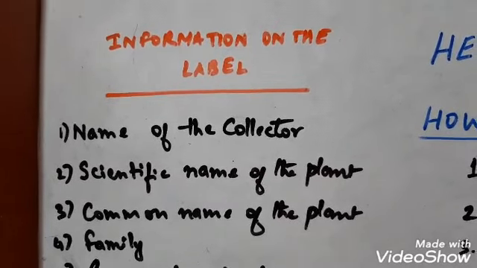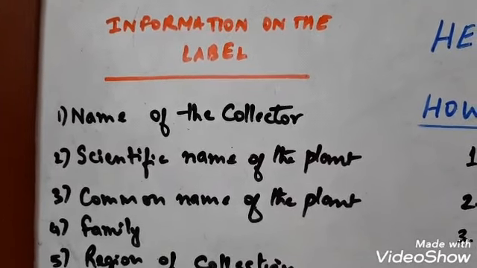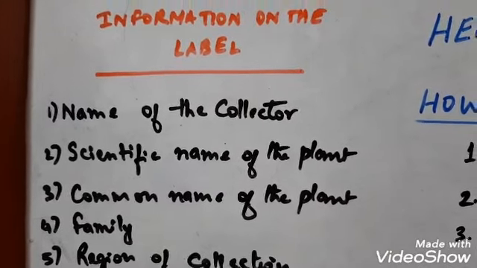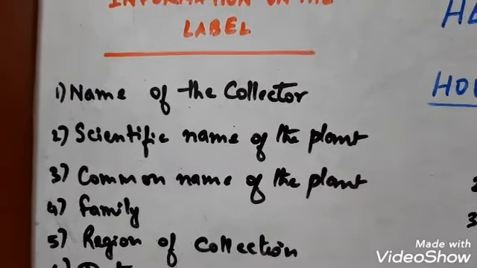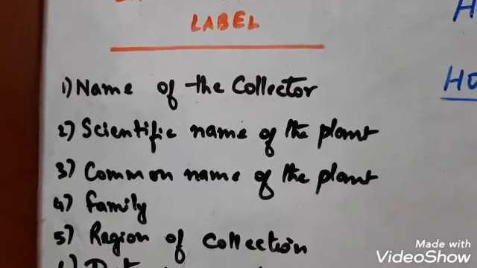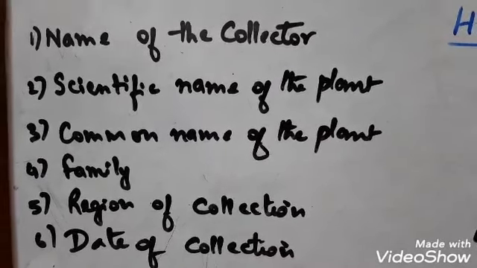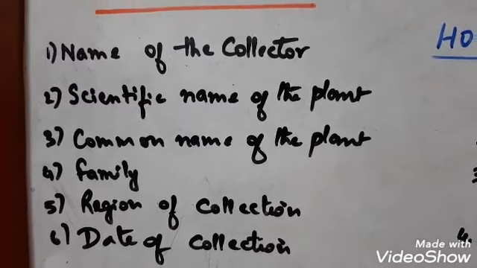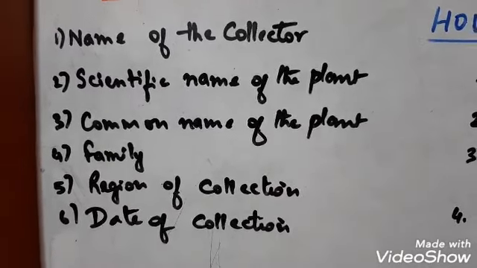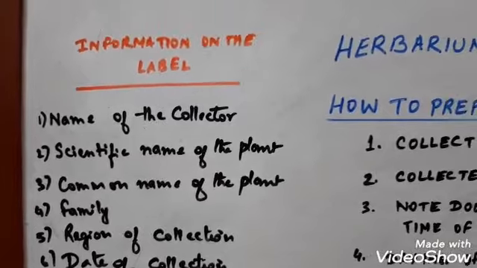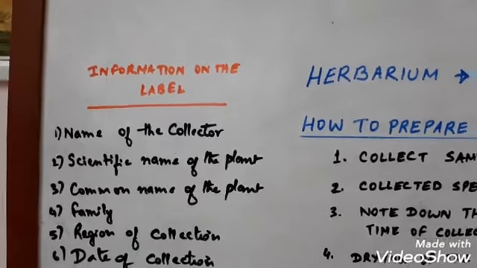You have to write the scientific name of the plant. You can search it, or you can take the help from your teachers. You have to write the common name of the plant, you have to write the family to which the plant belongs to, the region of collection from where you are collecting, and the date of collection. So these are the information to be needed in the specimen.